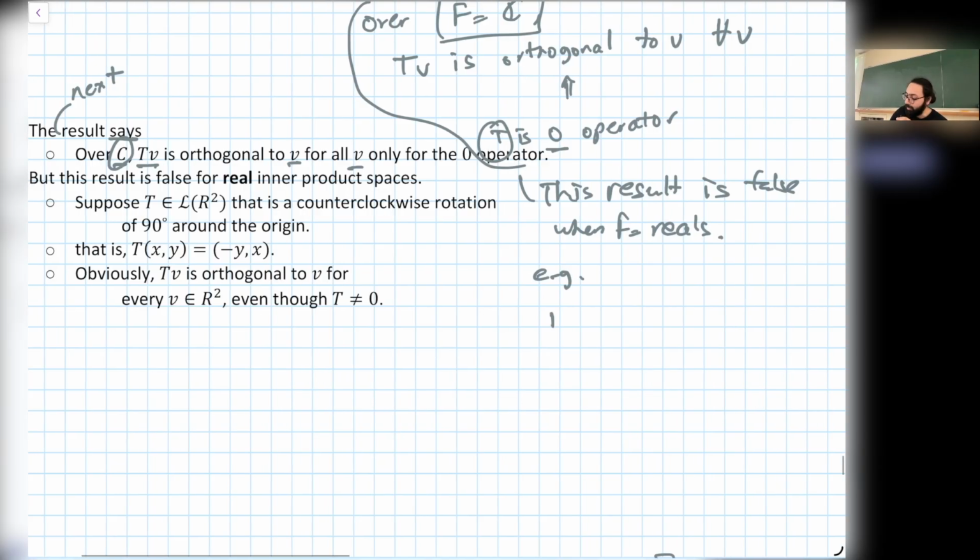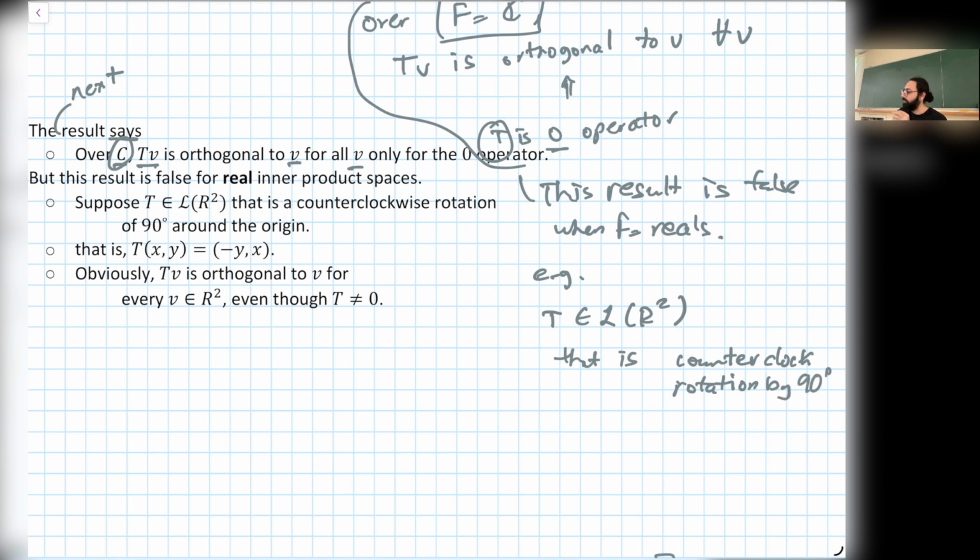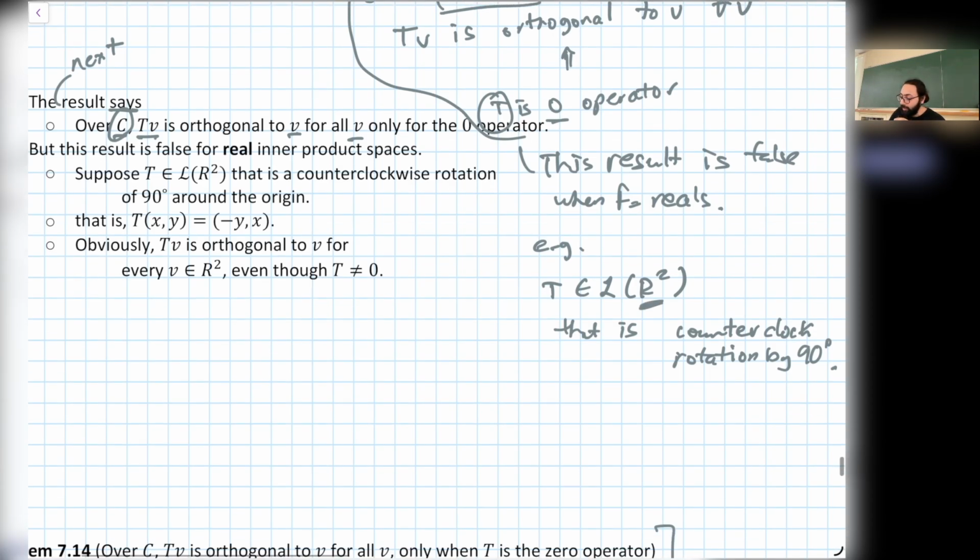So suppose that T is a linear operator in R2 that is a counterclockwise rotation by 90 degrees. You're just defining an operator that does a counterclockwise rotation by 90 degrees, and you're in R2, so you're in 2D space. More precisely, T(x, y) is the same as (-y, x). That's just algebraically what you do, right?